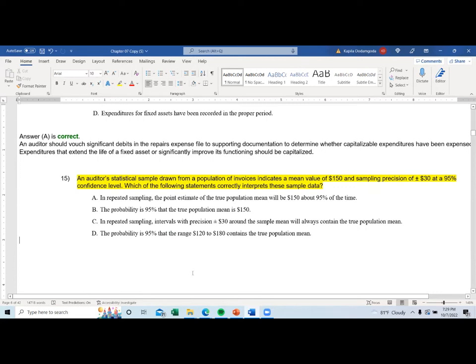In repeated sampling, intervals within a precision of plus or minus 30 around the sample mean always contain the true population mean. But why is it wrong? Okay, good question. Why is it wrong? Plus or minus 30 will always contain the population mean. Why is it wrong?